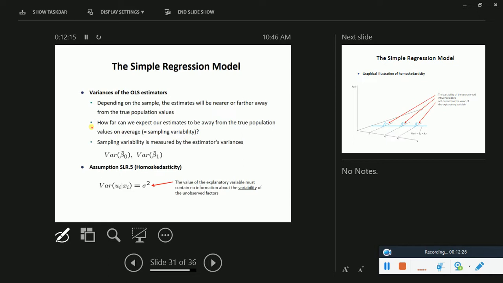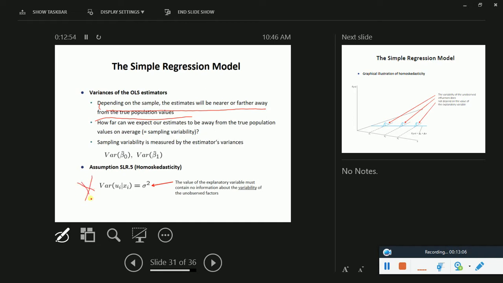Okay, so the last assumption, the fifth one, is homoscedasticity. This concerns the variance of the OLS estimators. Depending on the sample, the estimates will be nearer or farther away from the true population values. Again, they are saying the same thing, right? How far can we expect our estimates to be from the true population values on average? Sampling variability is measured by the estimator's variances. This is the fifth and final assumption.